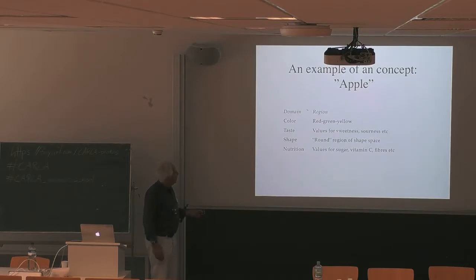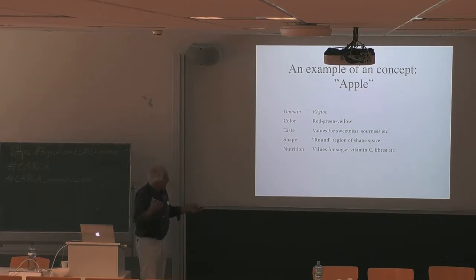And you have taste spaces, 4-dimensional. You have sweetness, sourness, bitterness, and saltiness. Maybe an umami taste as well, if you like. But basically, apples have values for sweetness and sourness. That's where you find them. You can have more or less sweet apples and so on.